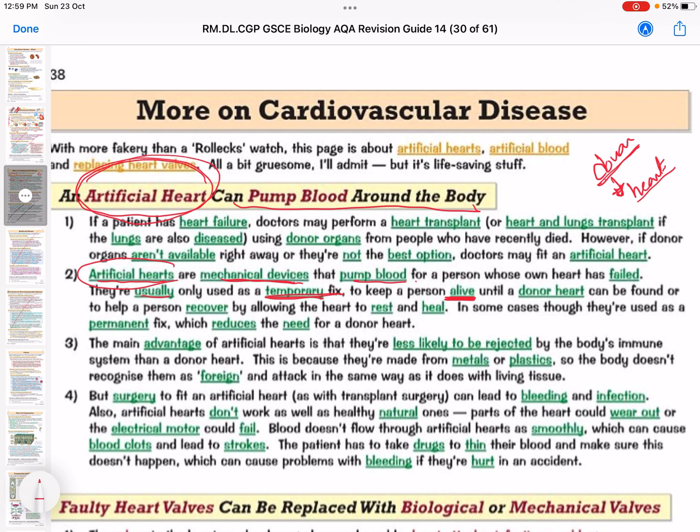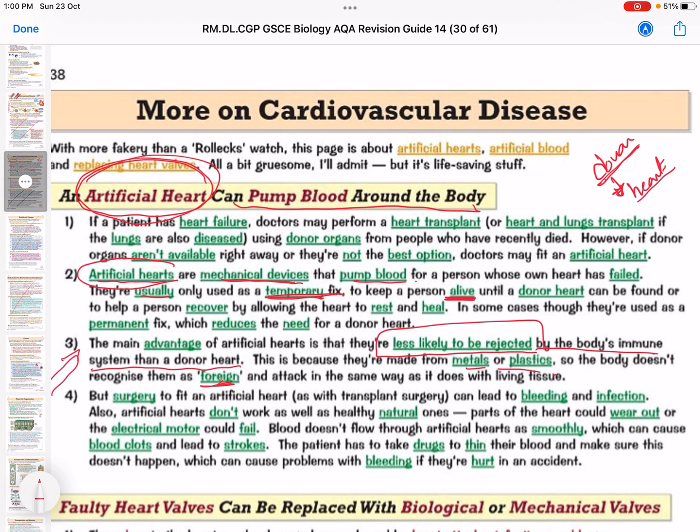The main advantage of this artificial heart is that it's less likely to be rejected by the immune system, since it is an artificial heart, not from a real donor. It's made up of metals or plastic, so the body does not recognize them as foreign bodies, and it will not attack them, unlike if this heart was donated from someone else whose tissue is not perfectly matched. That's the advantage of the artificial heart. The disadvantage is that to fit this artificial heart, we need a big surgery.